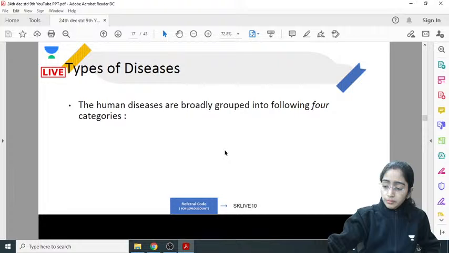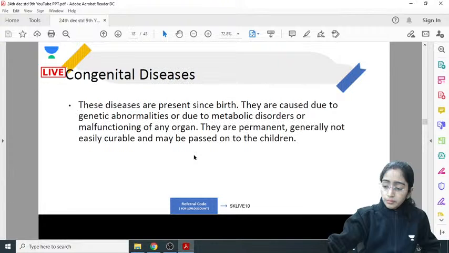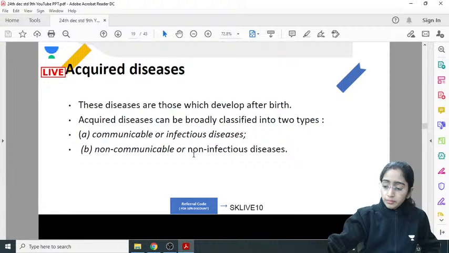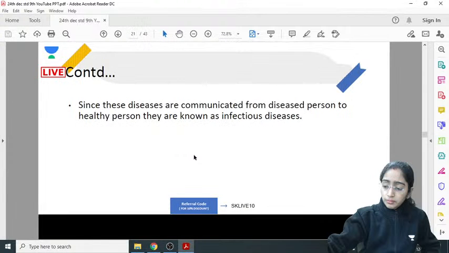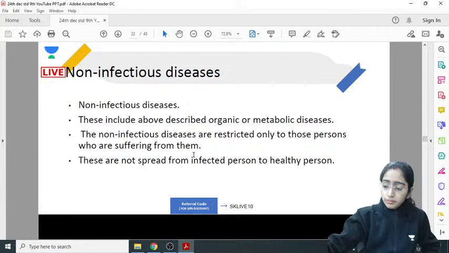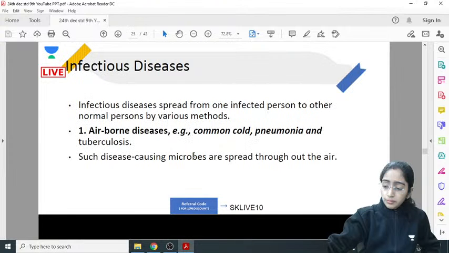Now, types of diseases. Human diseases are broadly grouped into the following categories: congenital disease, present from birth; acquired disease, which we acquire after birth during the lifespan. Even in that we have non-infectious disease, the one that is not spread out, and infectious disease, which is transmitted from one organism or individual to another. Am I clear to all of you?